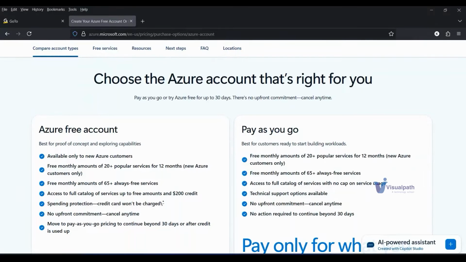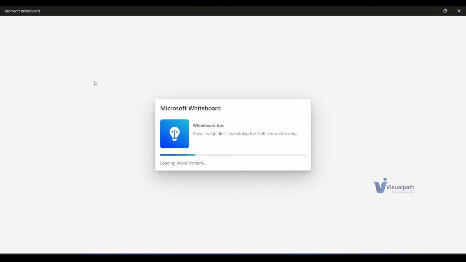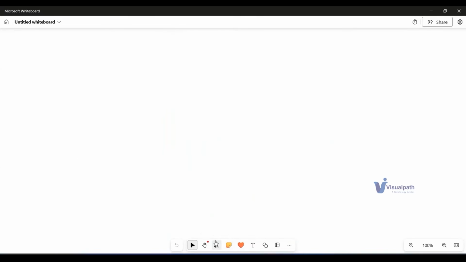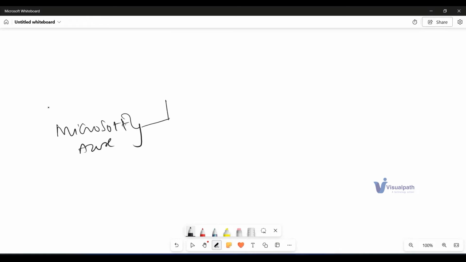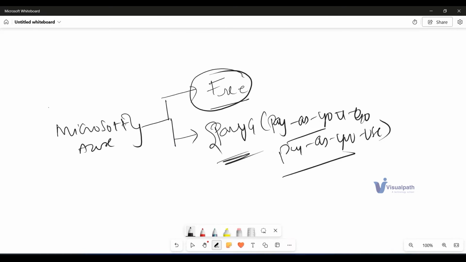So we have landed on the Microsoft Azure page, and participants, we are going to understand how Microsoft Azure offers its services. As I mentioned, Microsoft offers its services under a subscription. One is for free, and the other one is a paid account. We call it PayG, that is pay as you go or pay as you use. We'll come back to this later. We'll remain on the free trial.